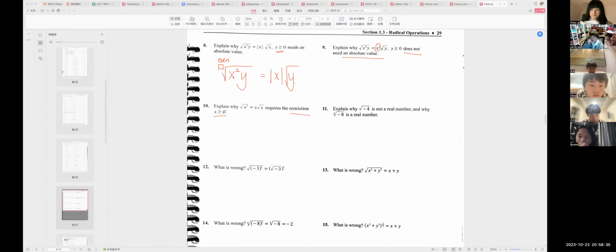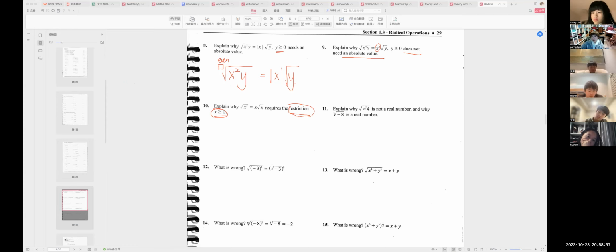Okay, so Oliver, I noticed that you're not very familiar with the domain and range, right? So the restriction is all about domain. That means in order to make this equation valid or reasonable, the x must satisfy something. Get it, Oliver? Okay, so that's a plane, okay?